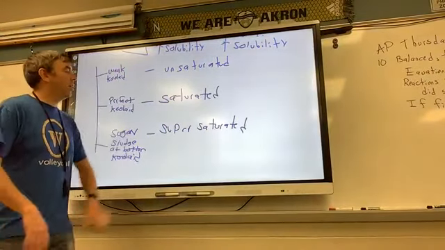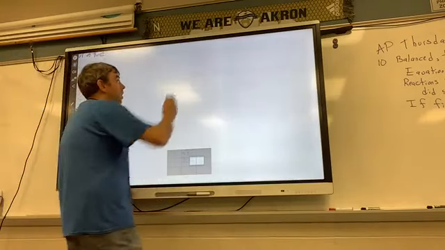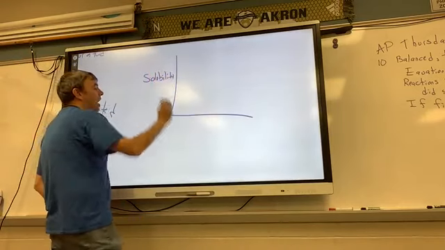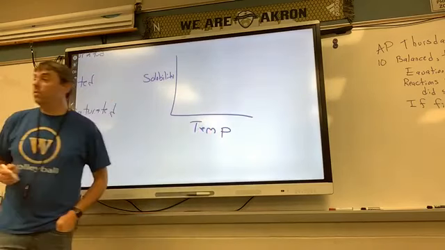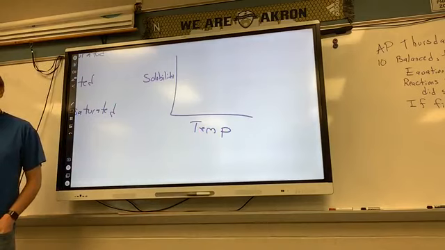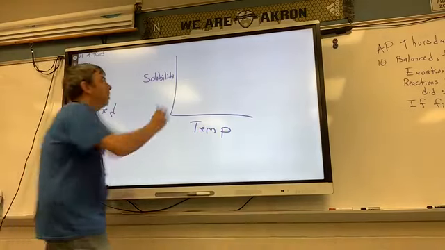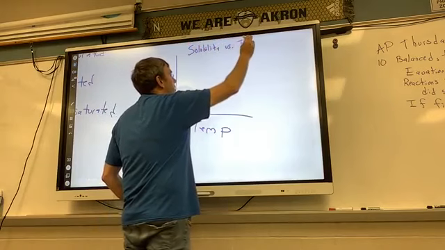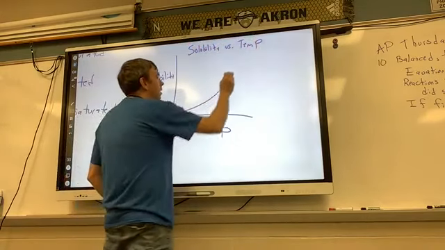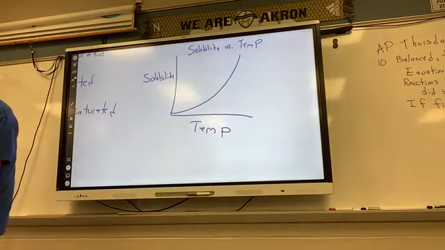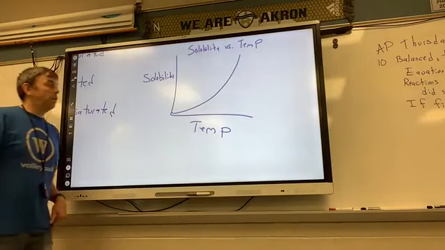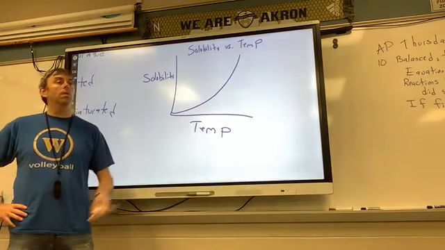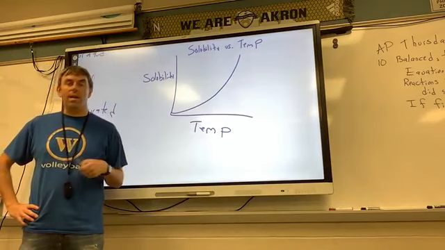All right, what if this was on a graph? I would have solubility on my y-axis and temperature on my x-axis. What would the title of this graph be? Solubility versus temperature. Draw this. Here's my line. Let's pretend this is the solubility of Kool-Aid. Do you see what happens to my solubility as the temperature goes up? My solubility is going up. Exactly, it's a direct relationship.